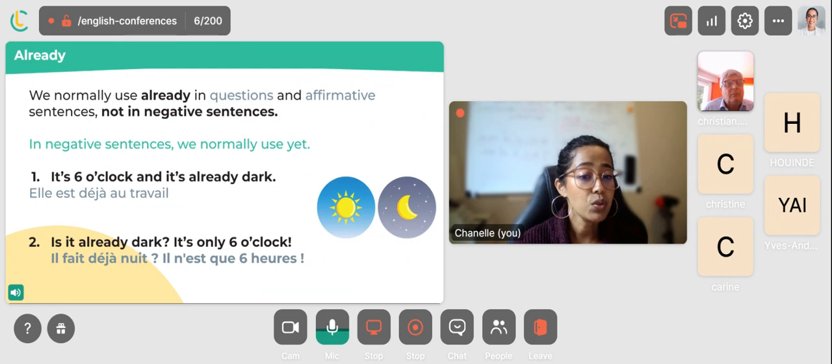We normally use already in questions and affirmative sentences, not in negative sentences. In negative sentences, we normally use yet. So, for example, it's 6 o'clock and it's already dark. Is it already dark? It's only 6 o'clock.